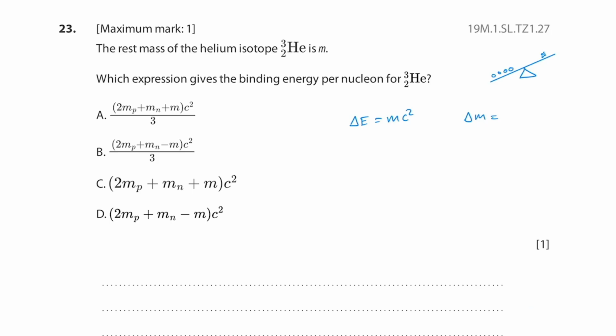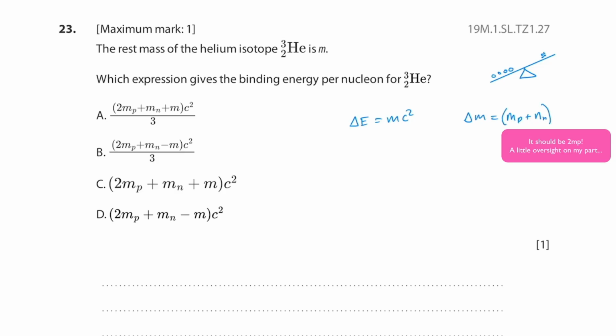With that in mind, the constituent parts of this helium isotope is, we've got 2 protons plus 1 neutron. Therefore, the mass defect must be that minus the mass of the neutron itself. So let's pop that into this equation. Delta E is equal to mp plus mn minus m times c squared. That's the binding energy of the whole nucleus. We want it per nucleon. So we have to divide by the number of nucleons, which is 3. And that's our answer there. The answer is B.